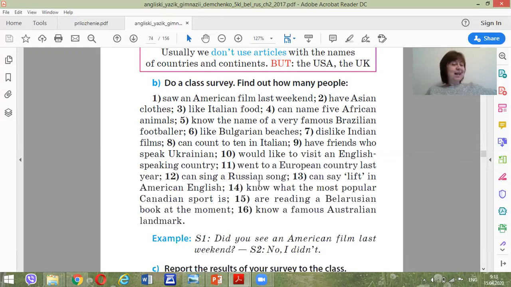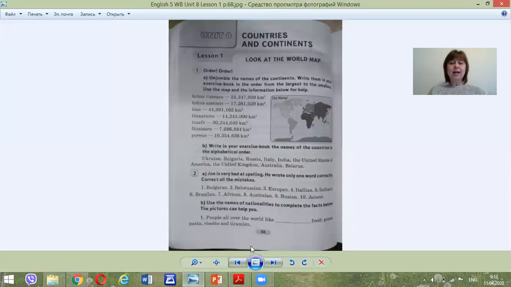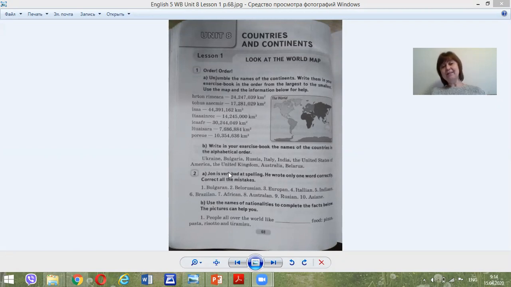Thank you. Our next step is your homework. Please open your workbooks at page 68. Your homework is lesson one. Exercise one. You need to unjumble the names of the countries and write them in your exercise book in the order from the largest, Asia, to the smallest, Australia. In exercise B, write in your exercise book the names of the countries in the alphabetical order.